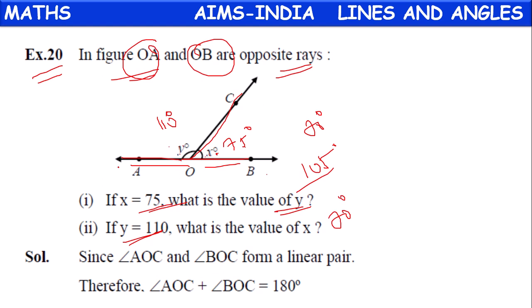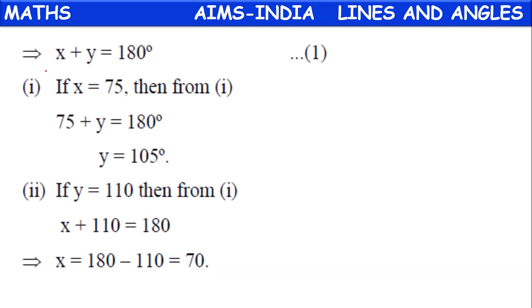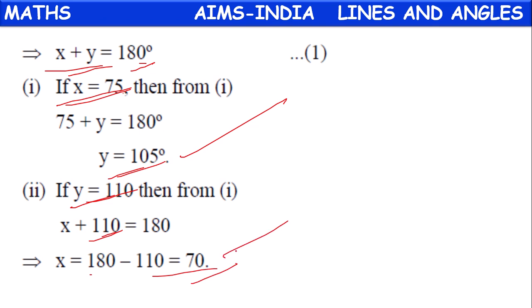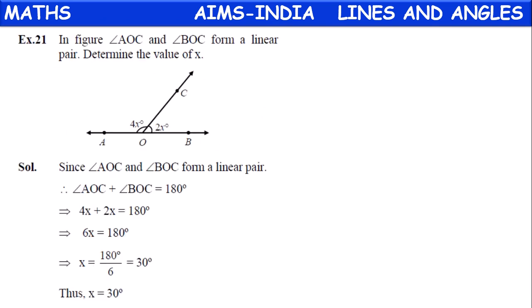Since AOC and BOC form a linear pair, their sum should be equal to 180. So x plus y equals 180. If x equals 75, y equals 105. If y equals 110, x equals 70. Like that we can do.